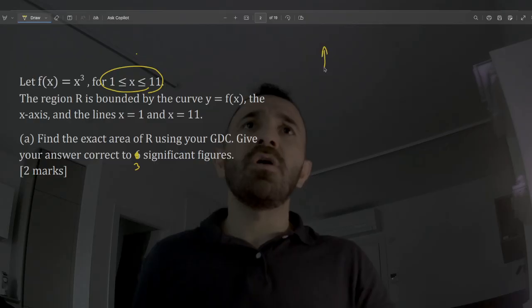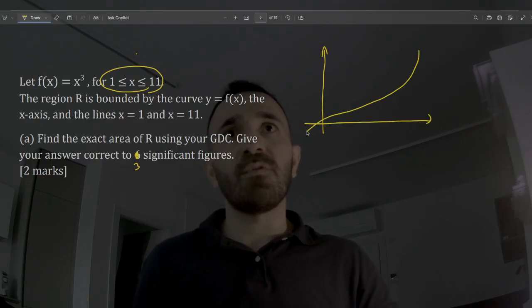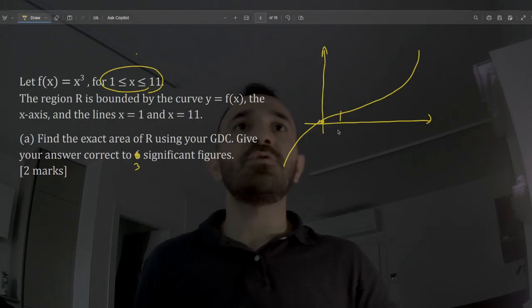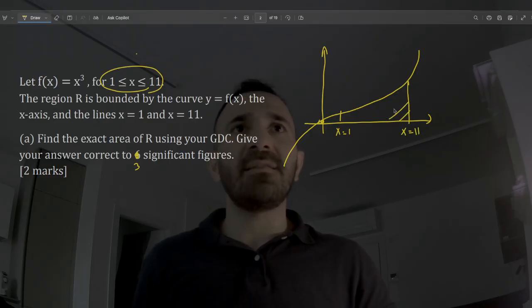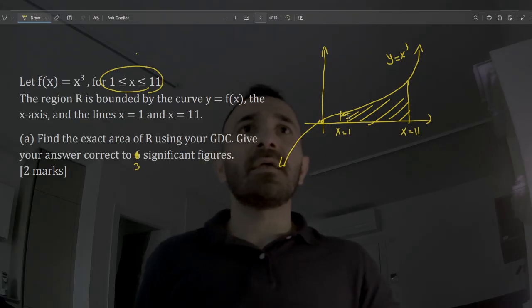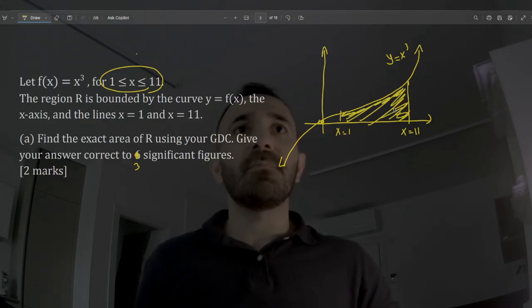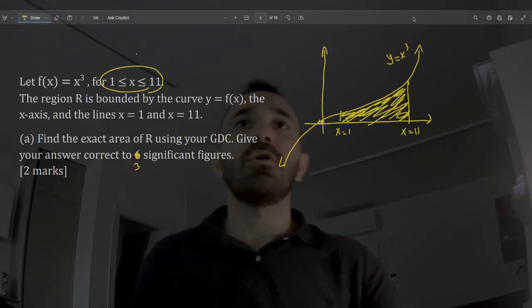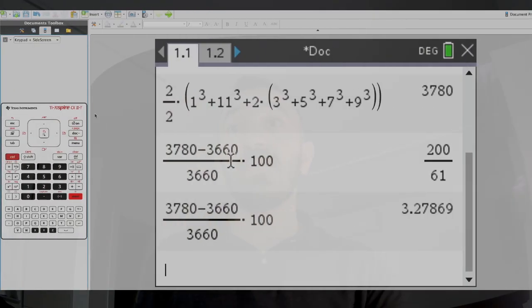So what is your function? This is your function. You don't need to know how to graph it. You can use your calculator. X from 1 to 11. We're going to find this area. So this is y equals x to the power of 3, this function here. We're going to find this area together. How? Two methods to use with the calculator.